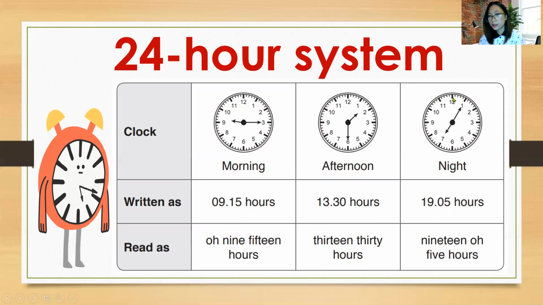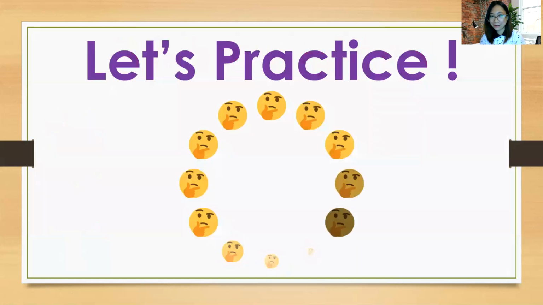Let's go to the last clock at night. So at night we count, it's past 12, so we count here 13, 14, 15, 16, 17, 18, 19. And then the minute hand is pointing to 1, 2, 3, 4, 5. So we write 19 and then 05. 19:05 hours. We read it as 19:05 hours. Did you get it? Do you understand? Very good.